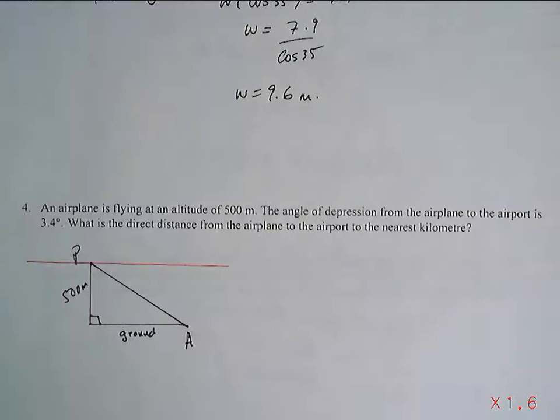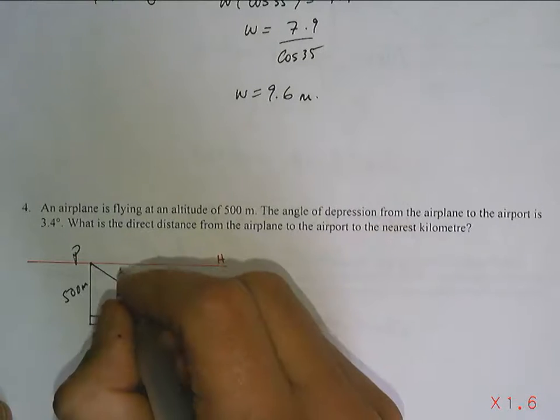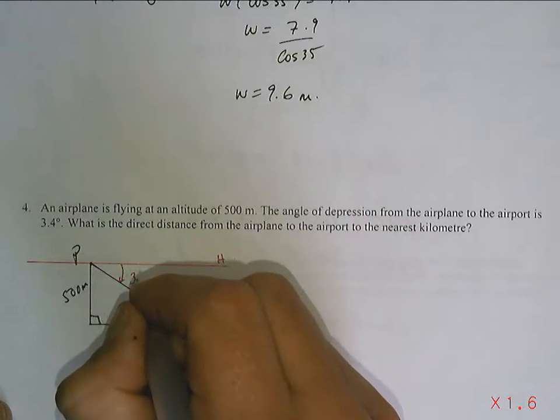So what you do is you find out whatever it is the horizontal's from, and you draw a horizontal through it. So it's from the plane. There's my horizontal. It's from the plane to the airport. So that's 3.4 degrees.